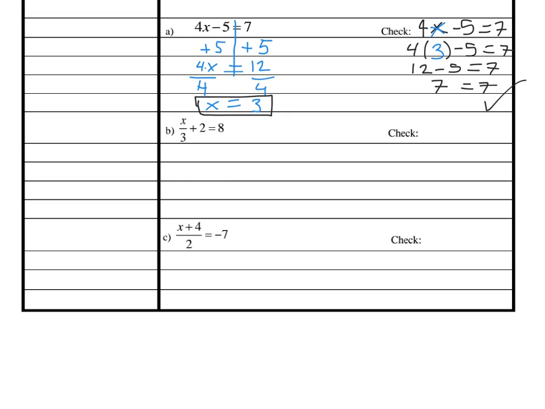Alright, our next example, x divided by 3 plus 2 equals 8. And when I say x divided by 3 plus 2, the plus 2 is the last thing I said, so it's the first thing that I get rid of. So to get rid of a plus 2, I subtract 2 on both sides. So then I'm left with x divided by 3 equals 8 minus 2 is 6.